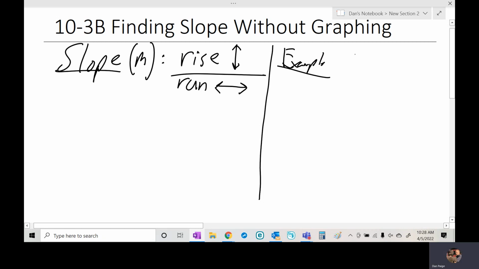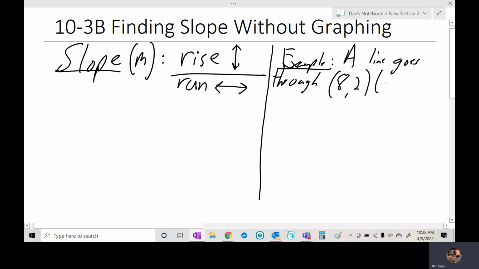We're going to write this out the first time, and then I'm not going to rewrite all of these instructions every time, but it's going to say this: a line goes through, and then I'm going to give you 2 points. So it'll go through like (8, 2) and (2, 0). And then we are going to find the slope of the line.